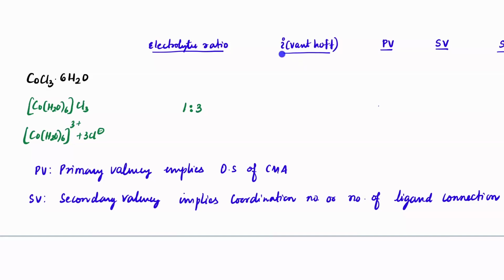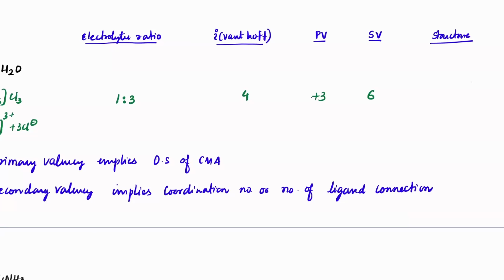Van 't Hoff factor is about how many ions one molecule is splitting into. If I take this one molecule, it is splitting into four ions, right? Three chlorides and one complex. So there are four ions, and the Van 't Hoff factor is 4. Primary valency is the oxidation state of the central atom, which in this case is +3. Secondary valency is the coordination number. For cobalt, you can see there are 6 water molecules, so the coordination number is 6.